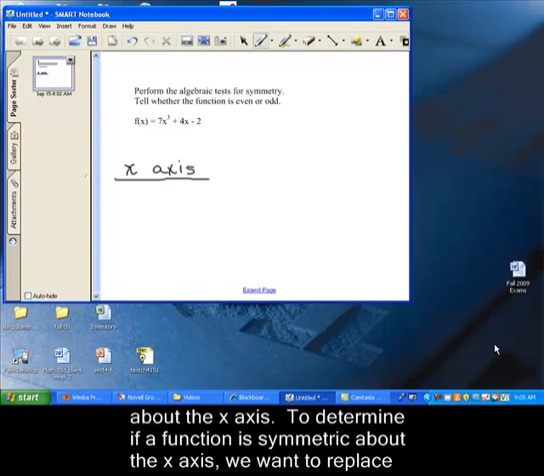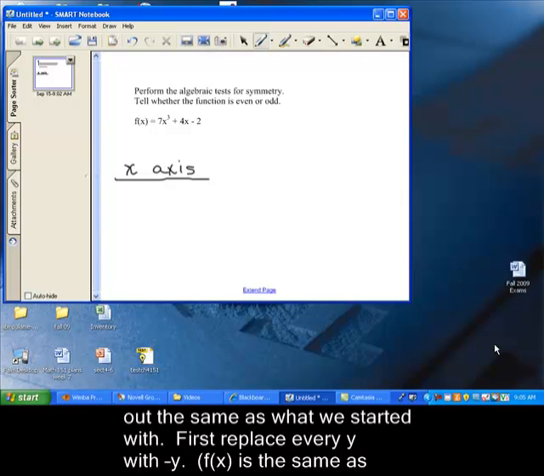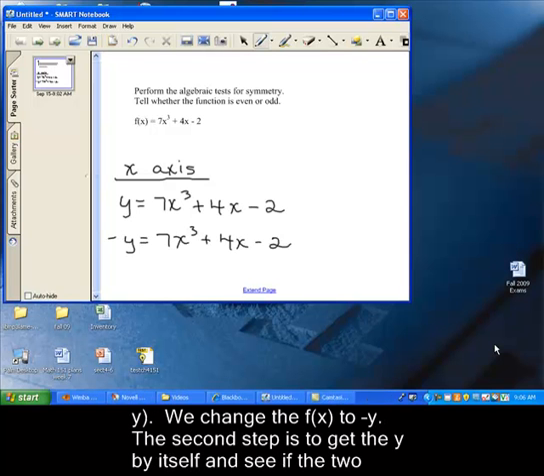To determine whether a function is symmetric about the x-axis, we want to replace every y in the function with negative y, and then perform our algebraic operations and see if the function comes out the same as what we started with. So what we'll do is first replace every single y that we have with a negative y. In looking at this function, we don't really see a y there, but remember that f of x is the same thing as y. Here I've put in the y for the f of x, and I have now changed the y to a negative y. That's the first step in the test for symmetry about the x-axis.